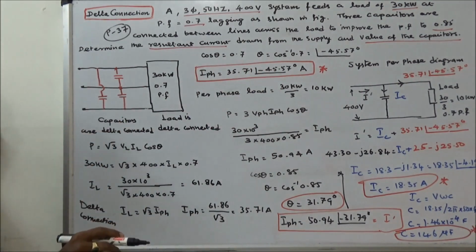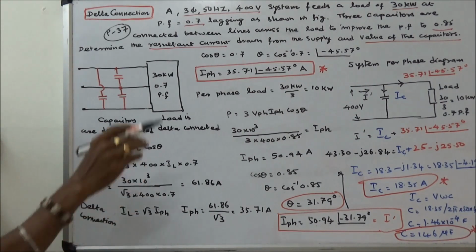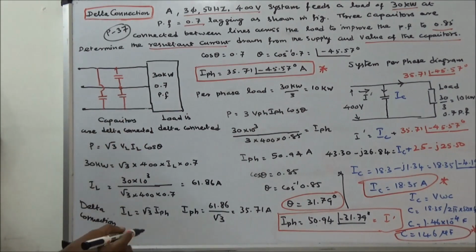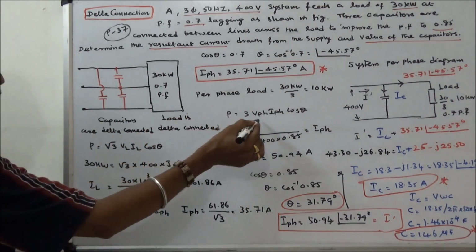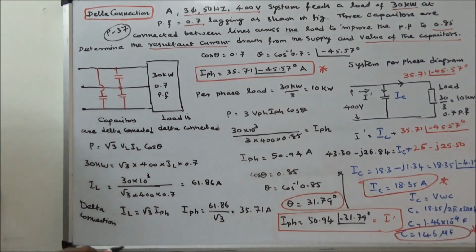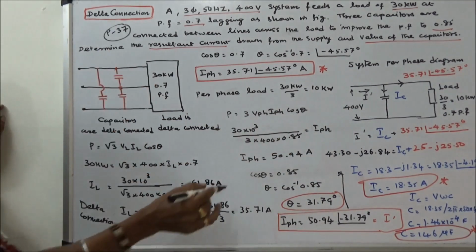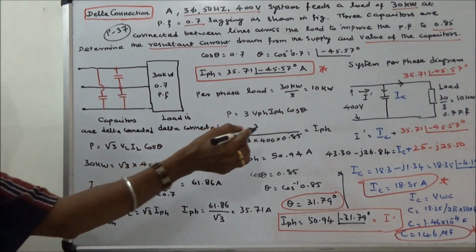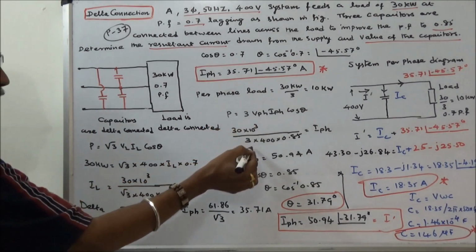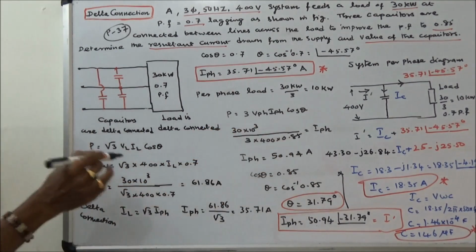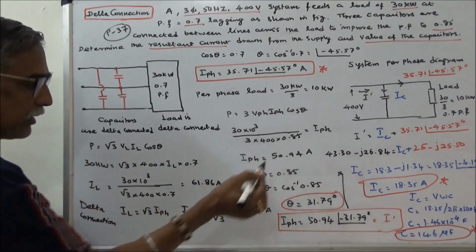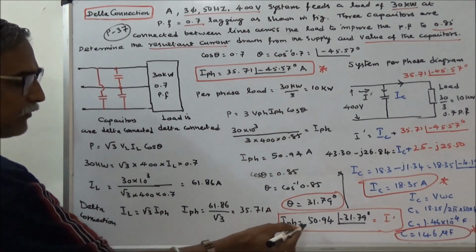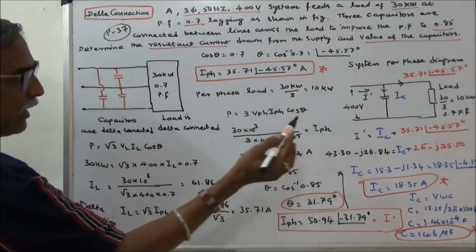Next we add the capacitor to improve the power factor from 0.7 to 0.85. Now we calculate the per phase current. We know that power P is equal to root 3 into line voltage into current into cos theta. Cos theta is equal to 0.85, theta is equal to minus 31.79 degrees. Now we calculate the current: 30 into 10 power 3 divided by root 3 into 400 into 0.85. Current is 50.94 amps. The theta is equal to minus 31.79 degrees. So per phase current is 50.94 angle minus 31.79 degrees.